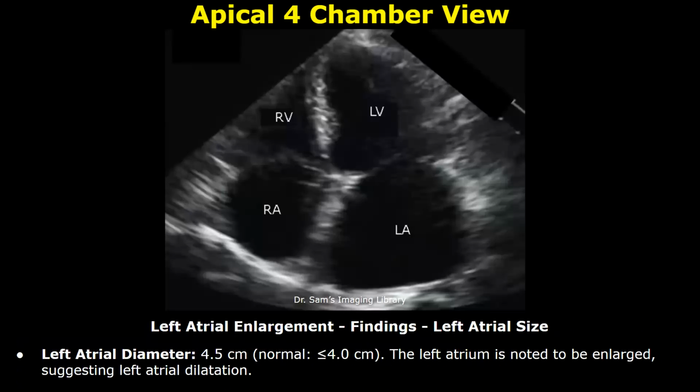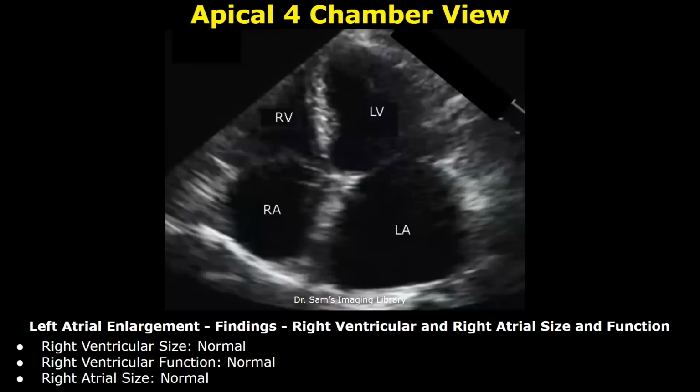The left atrial diameter is 4.5 centimeters, which is more than normal. The left atrium is noted to be enlarged, suggesting left atrial dilatation. The right ventricular size is normal. The right ventricular function is normal and the right atrial size is also normal.